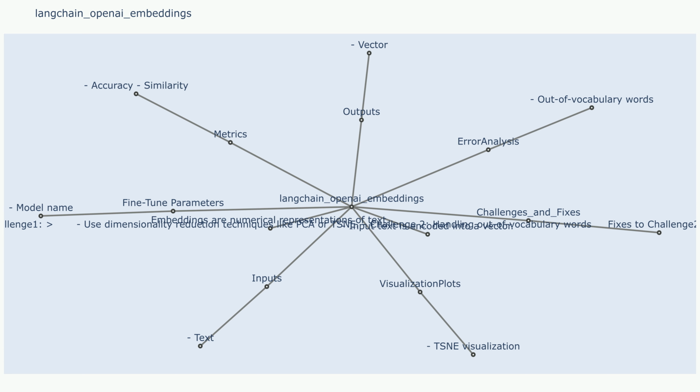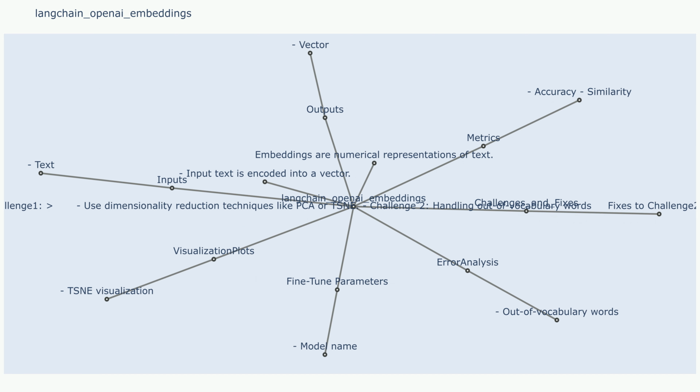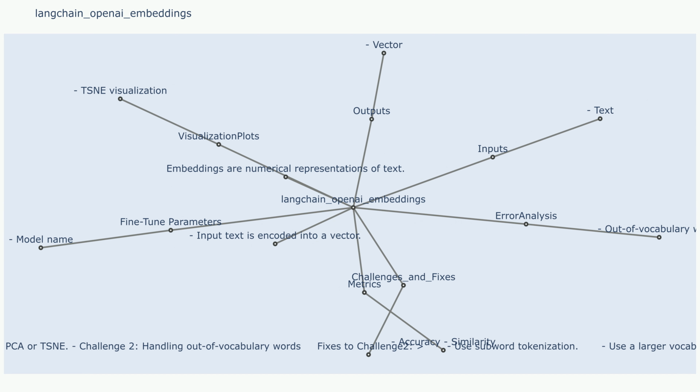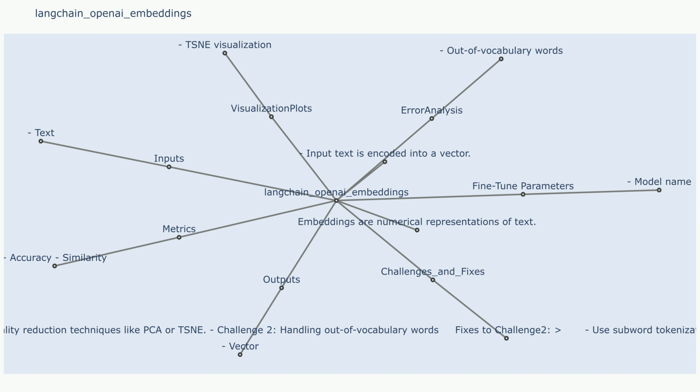Choosing the appropriate embedding model for your task is crucial. Some models are optimized for specific tasks like text similarity, while others excel in information retrieval. Uncertainty methods. Confidence scores: some embedding models provide confidence scores indicating the model's certainty about the generated embedding. Challenges and fixes. Challenge 1.